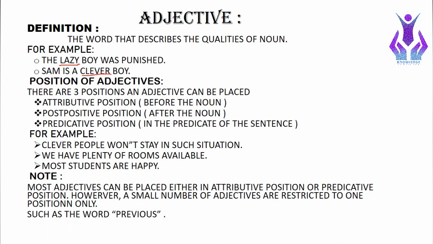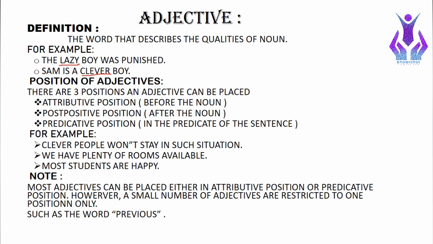Positions. Now moving toward position of adjectives. Adjective can be placed in three positions: either before the noun, after the noun, or in the predicate of the sentence. The adjectives that are placed before the noun are said to be in attributive position. The adjectives that are placed after the noun are said to be in post-positive position, and the adjectives that are placed in the predicate of the sentence are said to be in predicative position.